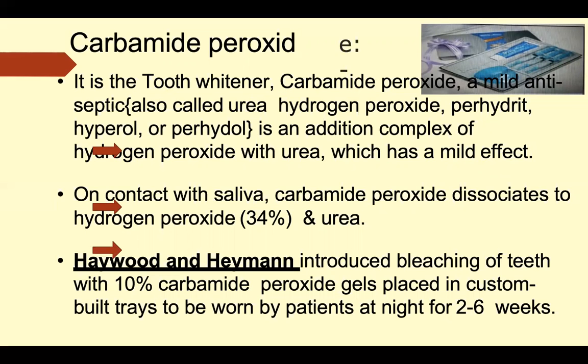Haywood and Heymann introduced bleaching of teeth with 10% carbamide peroxide gels placed in custom-built trays to be worn by patients at night for 2 to 6 weeks.